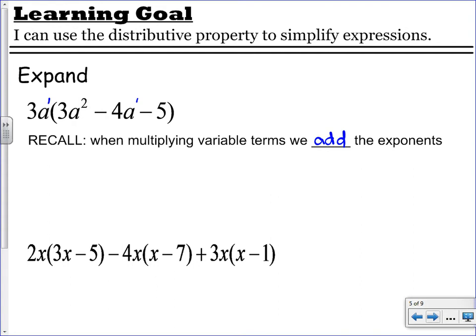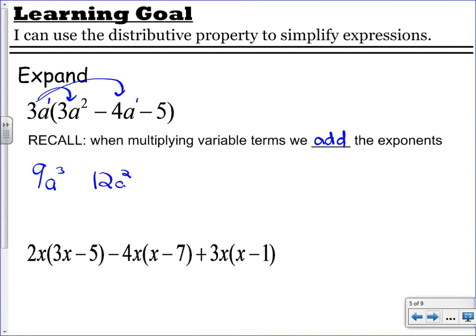Okay, what do I get for the first one? Very good. So I do 3 times 3, which gives me 9. I have a to the exponent 1, a to the exponent 2. I add the exponents. 1 plus 2 gives me 3. Zach, what do I get for my next term here? So I've just done this one. Pardon? Okay, I like that you have 12a squared.